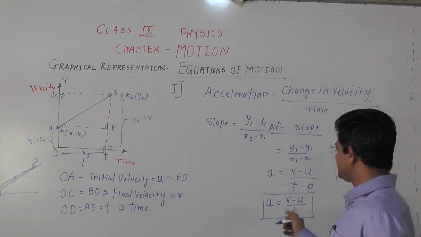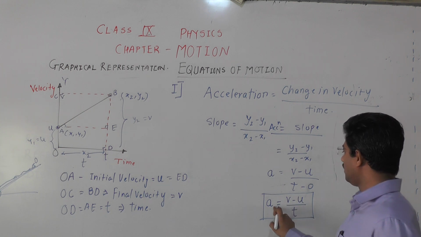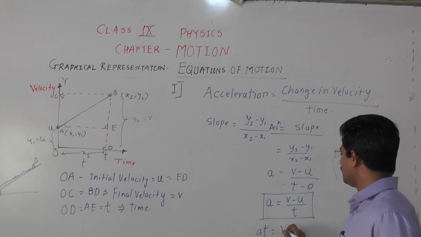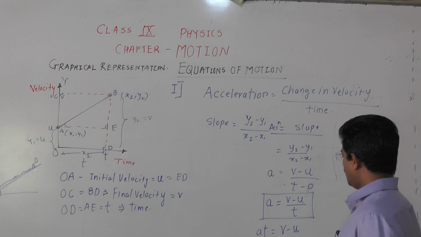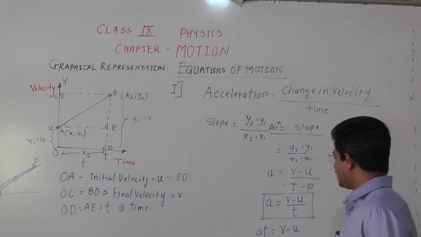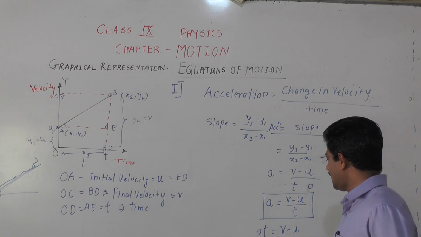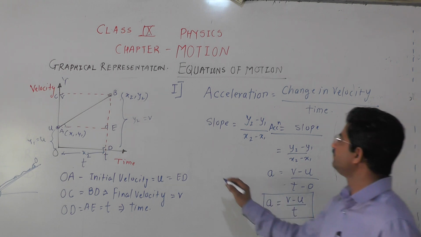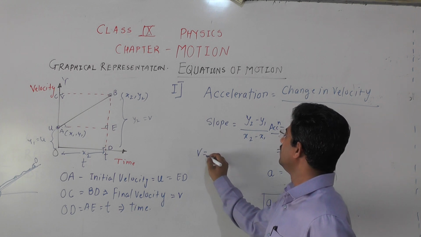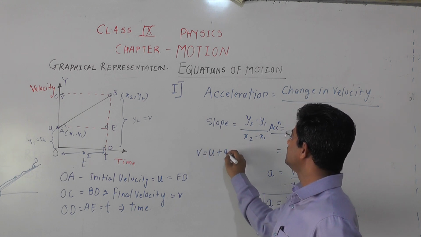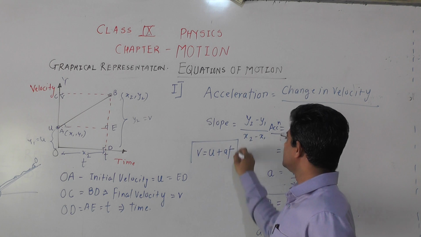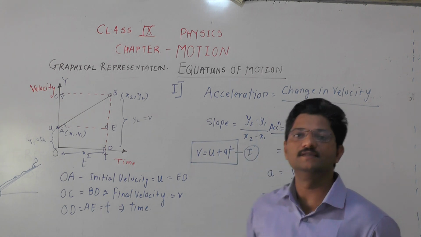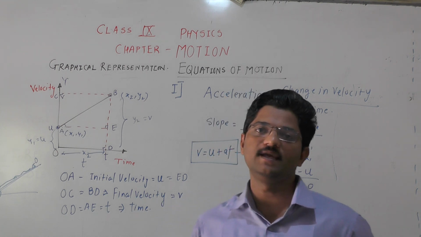So we rearrange these terms, multiplying t on this side, we get a into t is equal to v minus u, and again transferring this u to that side, we get u plus at is equal to v, or this is none other than the first equation of motion, v is equal to u plus at. This is our first equation of motion. v is equal to u plus at.